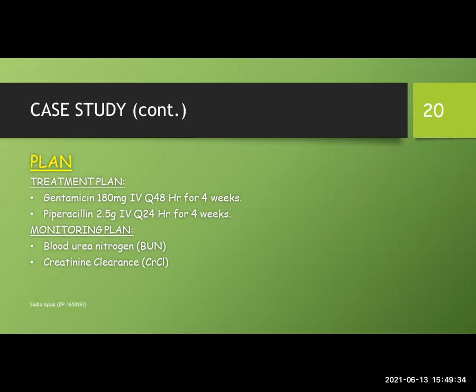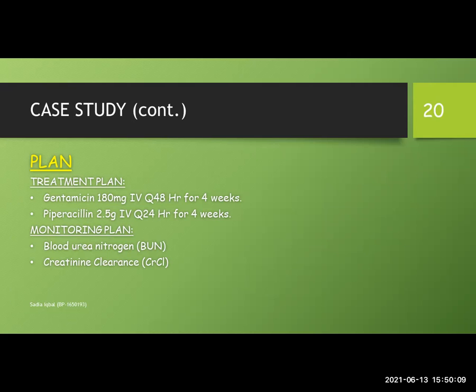These two antibiotics are given because the culture is sensitive to these two. And the monitoring plan includes monitoring of BUN, the blood urea nitrogen, and the creatinine clearance. These two should be monitored because the patient is already hypertensive and we are giving gentamicin, which has the potential to cause nephrotoxicity. So renal function should be monitored closely, and if there is an increase in BUN or decrease in creatinine clearance, then the problem should be addressed immediately and the dose adjustment should be done according to the creatinine clearance of the patient.